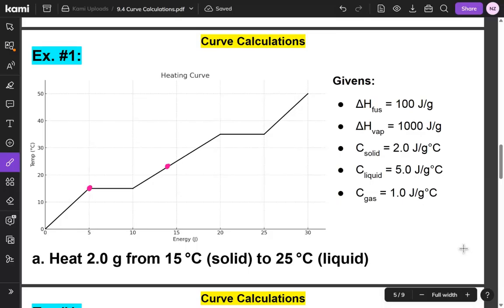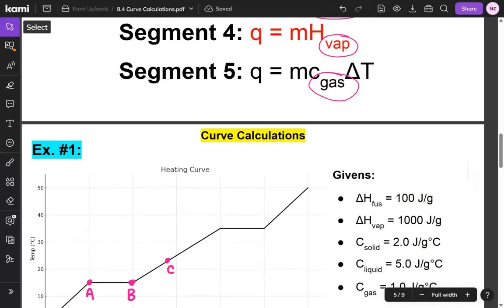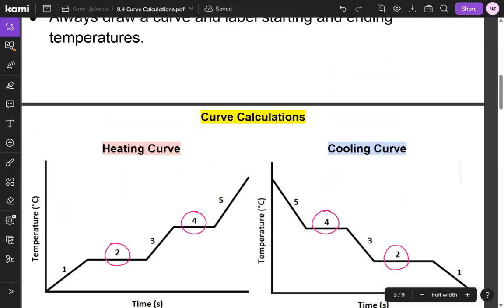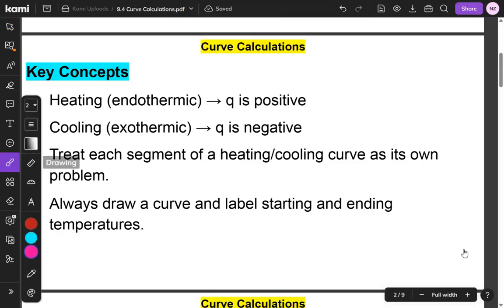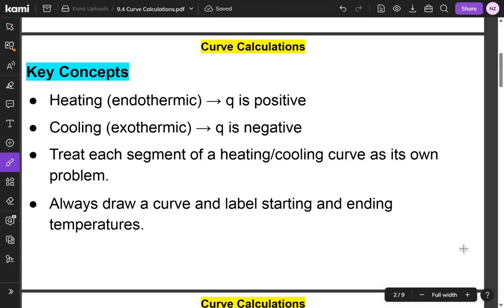Okay, now notice I'm on 2 different line segments. So segment 1 will be going from point A to point B. And then my second segment will be from point B to point C. So going back to what I said earlier, you want to treat each segment of a heating cooling curve as its own problem. So let's go back to our example.